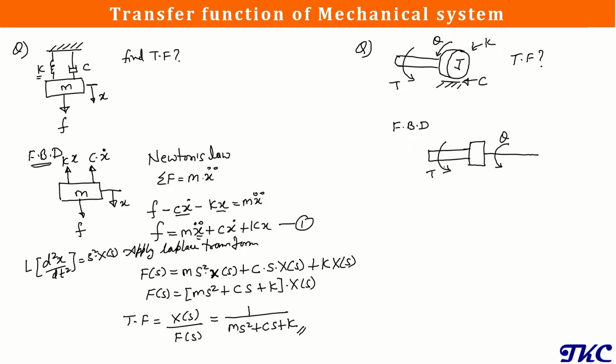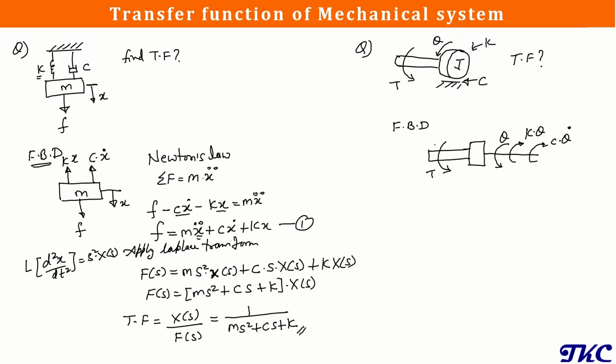when we are applying torque here, the stiffness of the system will resist that torque, and it will offer the counter torque, which will be equal to K into theta. Similarly, because of this torque, the damping element will offer the resistive torque, and that will be equal to C into theta dot.